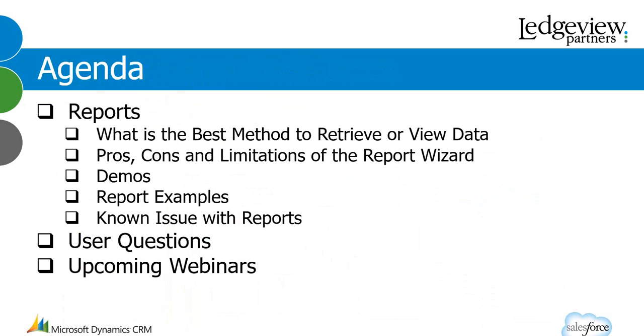For our agenda, as I mentioned earlier, we are going to talk about the much anticipated topic, reports. Michael is back to review all the ways we can retrieve or view data and when it's best to use an advanced find, a view, a dashboard, or a report. He will then move into the pros, cons, and limitations of the report wizard, show a few demos on how to create reports using the report wizard, provide ideas for other reports, and then review a known Microsoft issue with some customers with the reports. After we review the reports, we will then jump into the pre-submitted user questions, and if time, questions submitted during today's webinar.